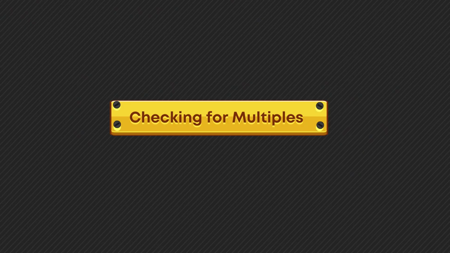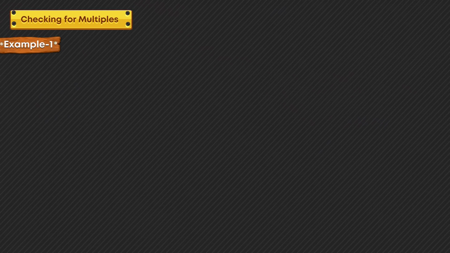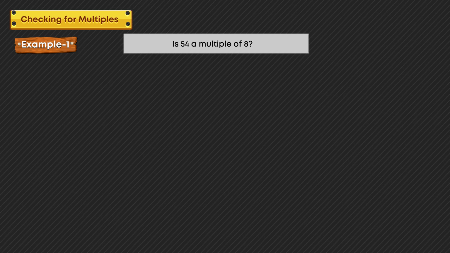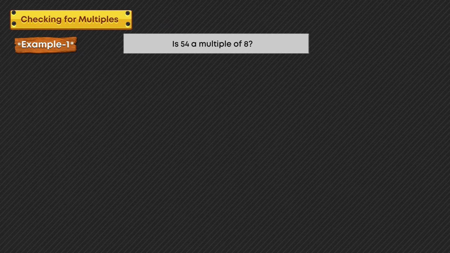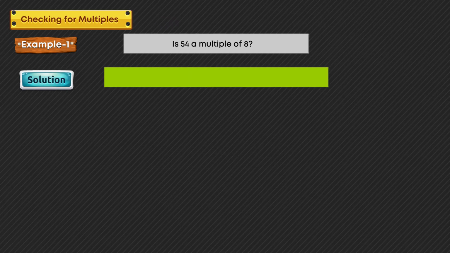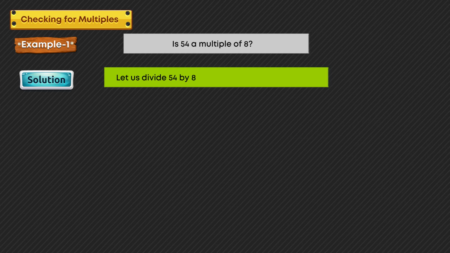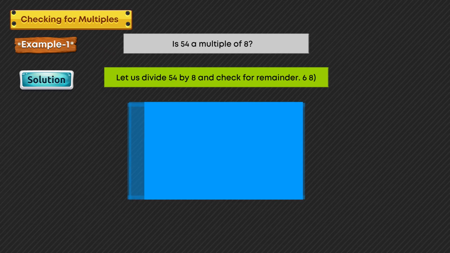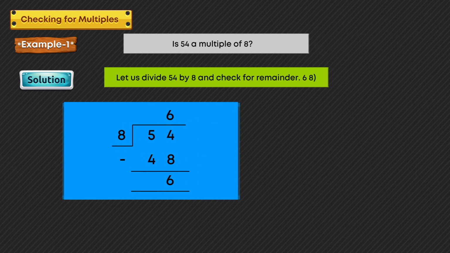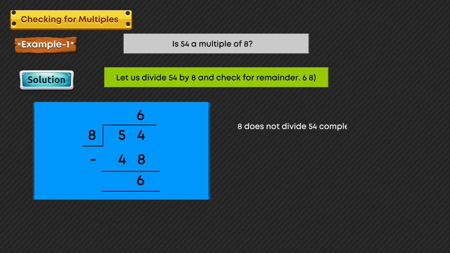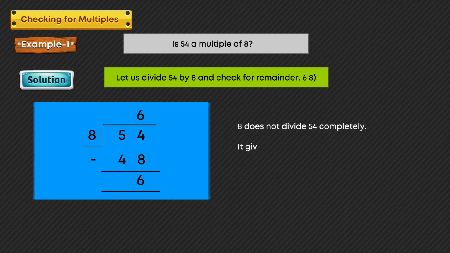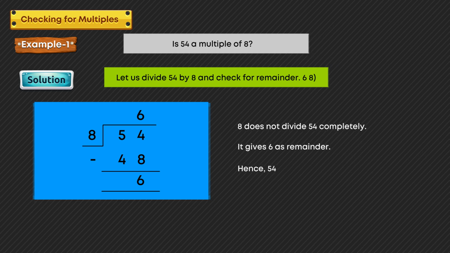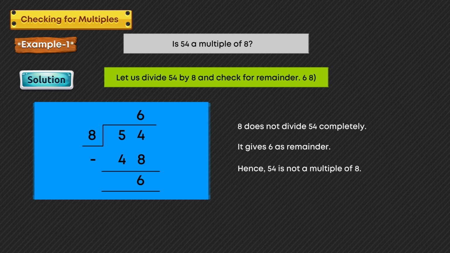Checking for multiples. Example 1. Is 54 a multiple of 8? Solution. Let us divide 54 by 8 and check for remainder. Here is the sum. 8 does not divide 54 completely. It gives 6 as remainder. Hence, 54 is not a multiple of 8.